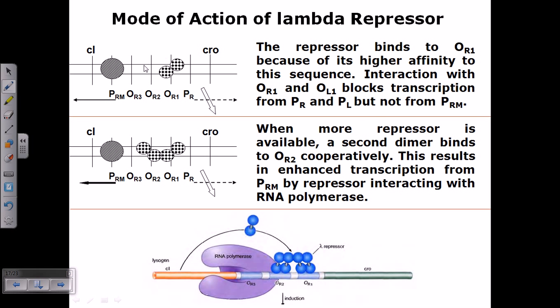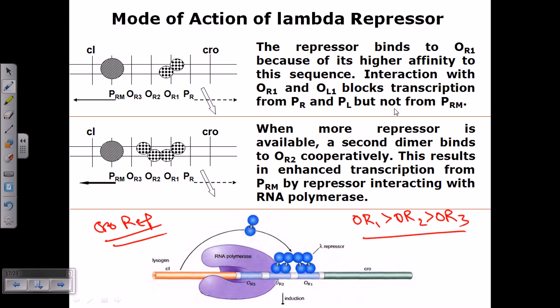Now let's talk a little bit about the lysogenic cycle. What is the mode of action of the lambda repressor in the lysogenic cycle? In this case, the repressor binds to OR1 because of its higher affinity to this sequence. Usually the repressor is having higher affinity to OR1, so that is a very important foundation. I haven't talked about that. Usually the Cro repressor binds with OR1 with much more affinity, then a little lesser affinity with OR2, then a little less affinity with OR3. That's how the affinity goes.